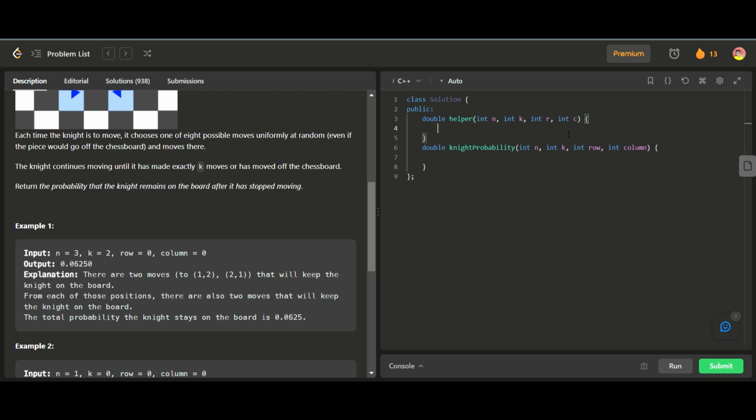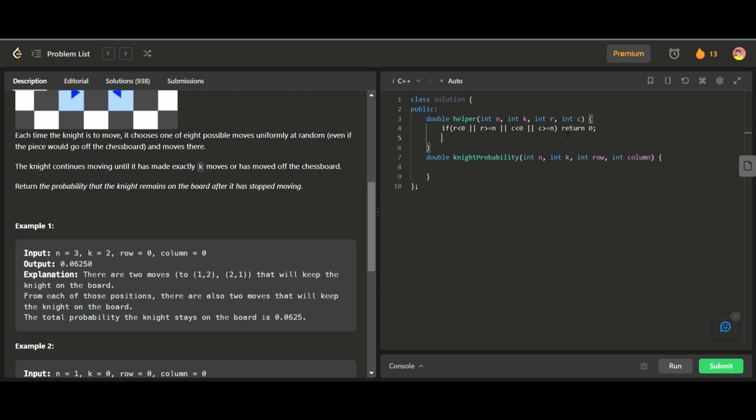And once we are inside it, we need to first check whether the current position is inside the board. So that means the row is not less than 0, and also not greater than or equal to n because it is 0 based indexing. Similarly, the column should not be less than 0, or greater than or equal to n. If any of these conditions is true, then it means that the knight is outside the board and the probability becomes 0.